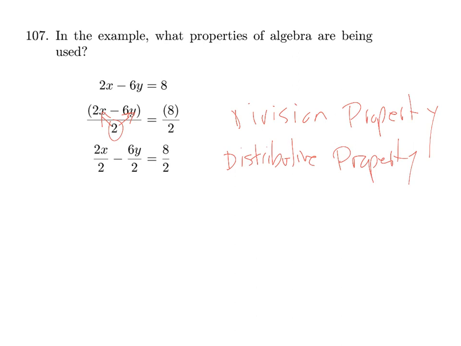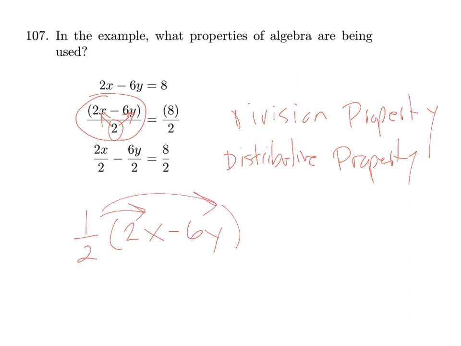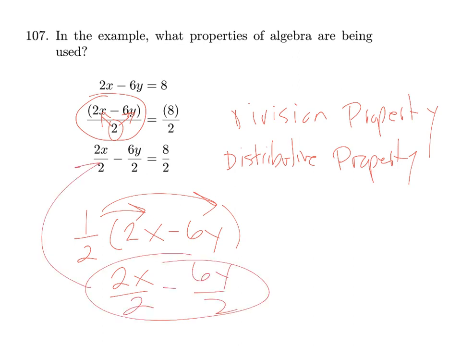Or you could think of it this way. Let me write it out like this. Instead of thinking of this as dividing 2x minus 6y by 2, think of it as multiplying it by a half. Okay, so then we're distributing it, and we end up with 2x over 2 minus 6y over 2. And those match, right? So you're distributing. Done.